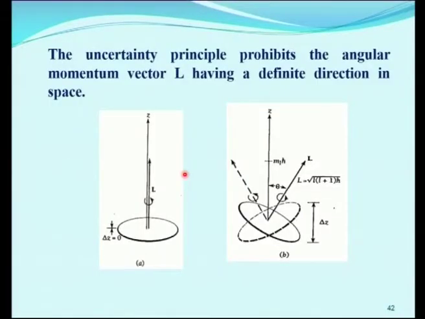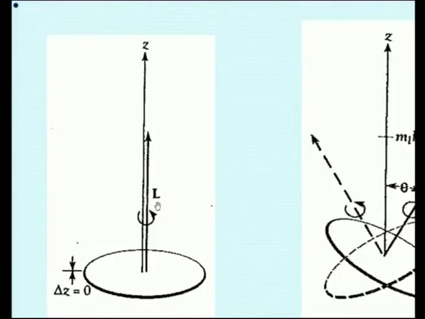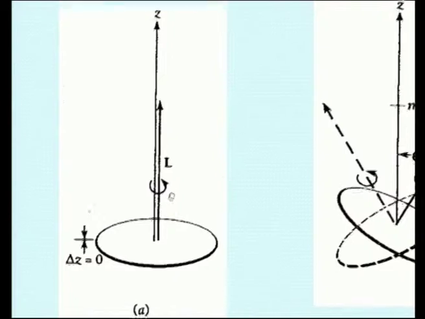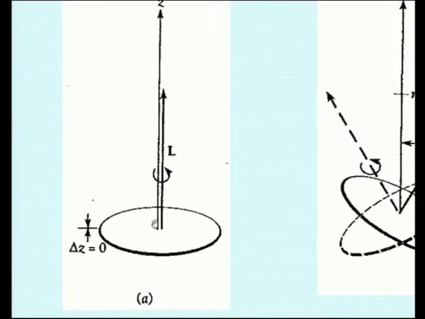If the angular momentum L were fixed in space, that is, Lx, Ly as well as Lz had definite values, the electron would be confined to a definite plane. For instance, if L were in the z direction, the electron would have to be in the xy plane at all times. Then L is in the z direction, so the electron is confined to this xy plane. So, delta z represents uncertainty. This we have already seen in the uncertainty principle.